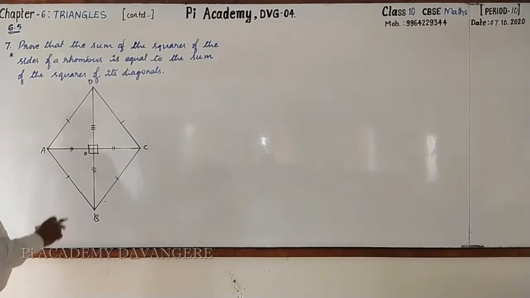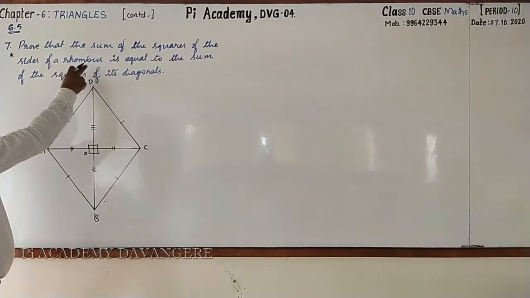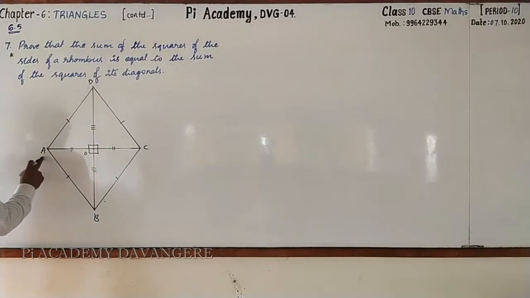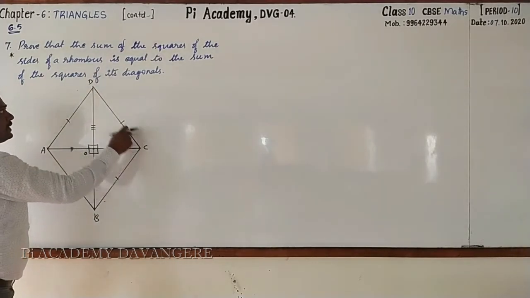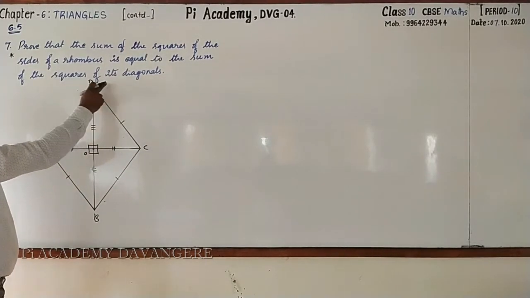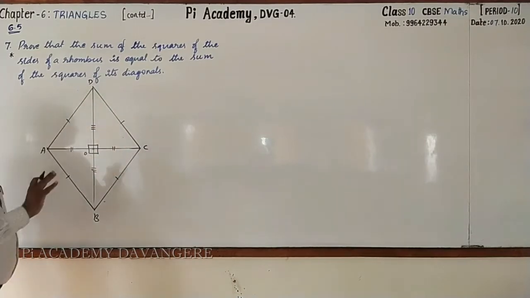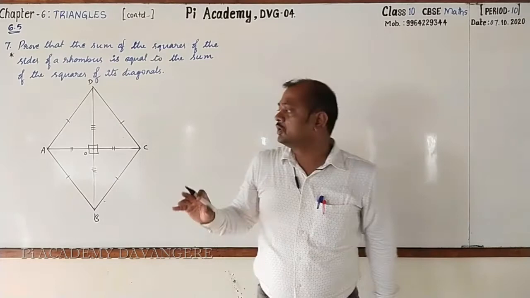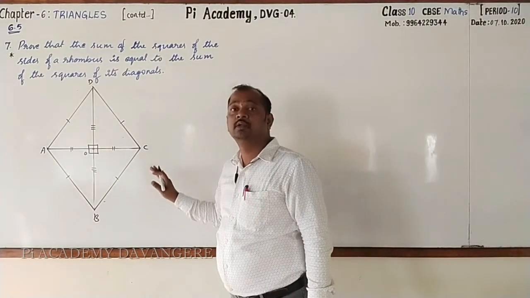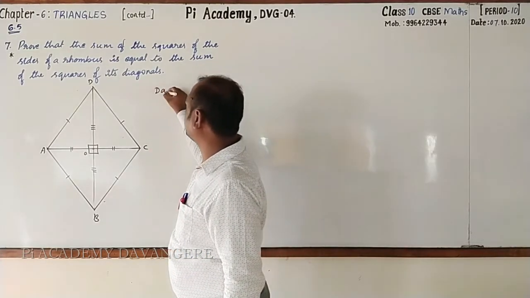Next, look here. Here we are going to prove that the sum of the squares of the sides of the rhombus, that means AB square plus BC square plus CD square plus DA square, is equal to the sum of squares of its diagonals, that is AC square plus BD square. Followed? So how to prove that? I'll explain that. First you write up to 'to prove'. Start writing with data.